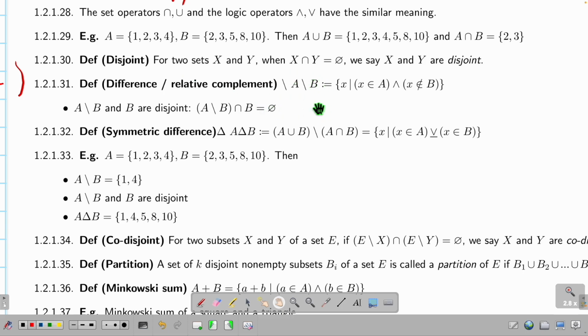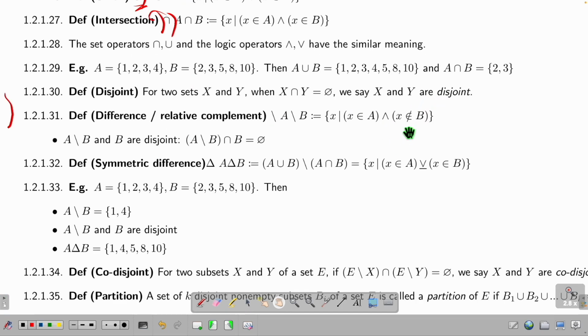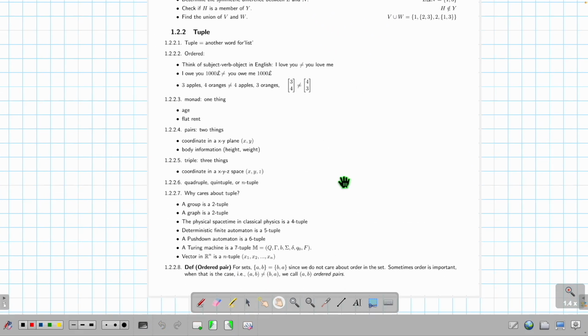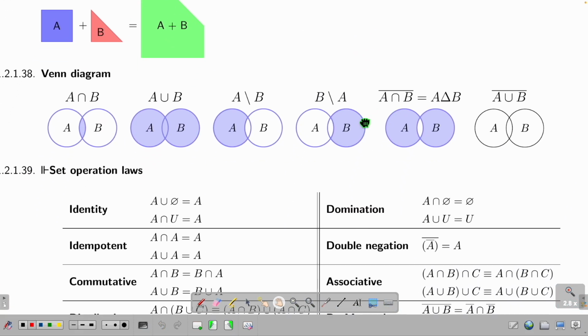And then difference. So I have this slash. This means any x in A and x not in B. So this is like subtraction. And with this, we can also have symmetric difference. Oh my gosh, so many things, so complicated. Later on, we will have pictures, then you will understand what is going on.